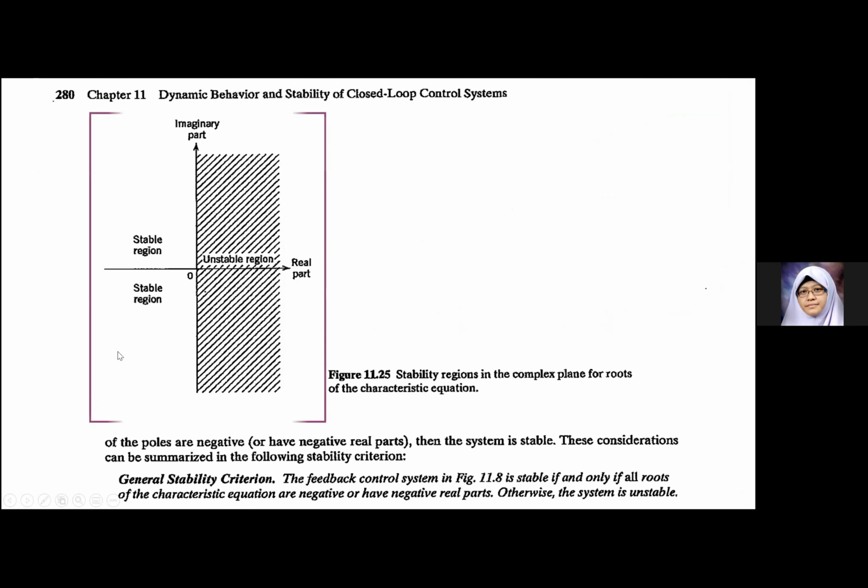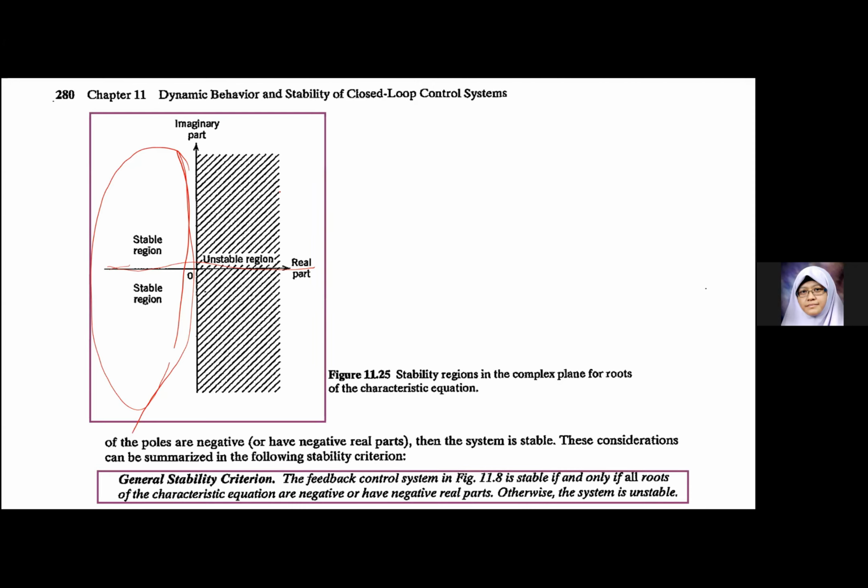Okay, so now, if we plot the imaginary number versus the real number, yeah, because this is the real number axis, we need the poles to be over here. Anything in the shaded region means it is unstable. So the feedback control system is stable if and only if all roots of the characteristic equation are negative or have negative real parts.